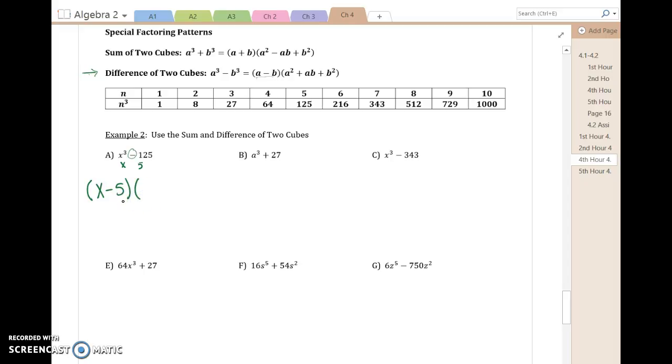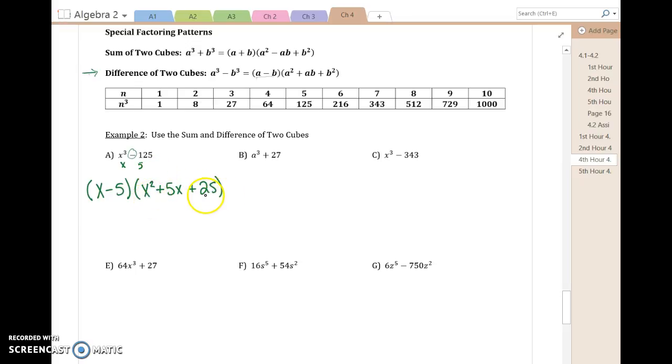In the second set of parentheses, it says square the first one. So take x and square it. x squared. Then it says plus ab. That means plus, and then multiply those two things together. What is x times 5? So plus 5x. And then it says b squared. So take the second one, 5, and square it, 25.